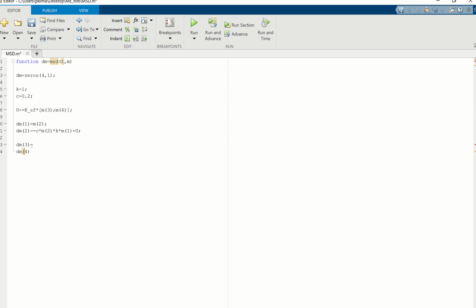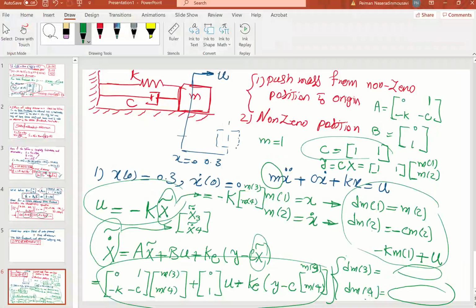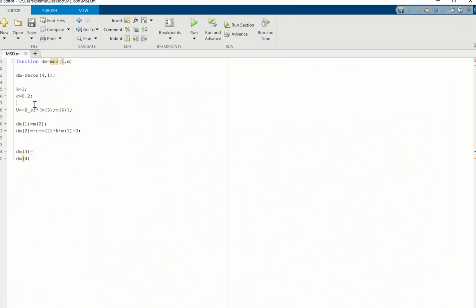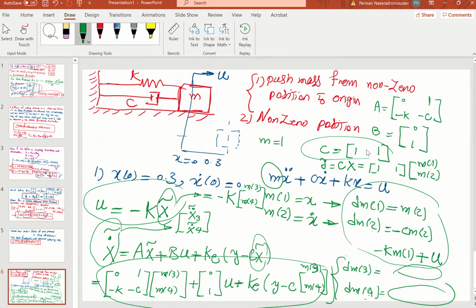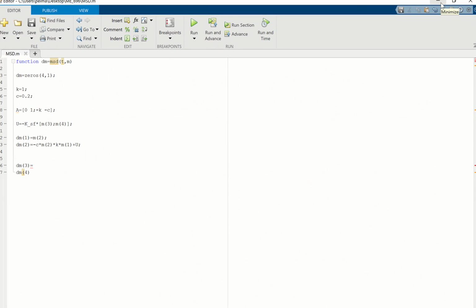But as I taught you, as I wrote here, it is AX plus BU plus this. So first of all, you have to write your A matrix. A matrix, as I said, is 0, 1, minus K, and minus C. See here for this problem. So using the Ackermann formula, minus K minus C. And your B matrix is 0 and 1.